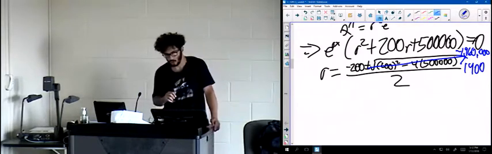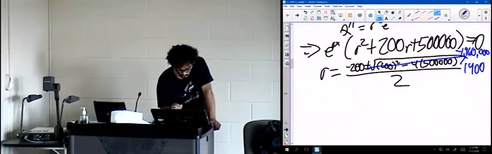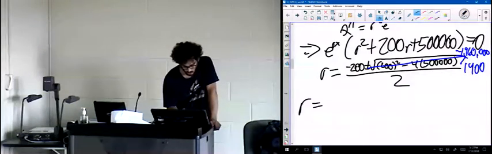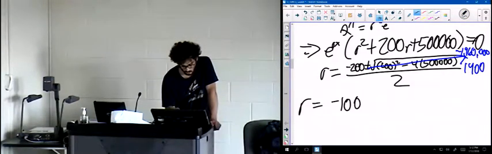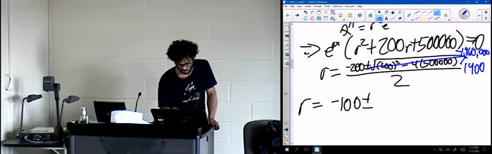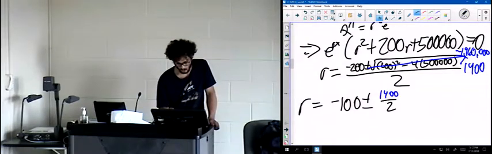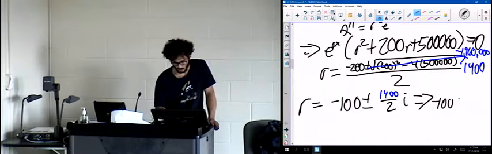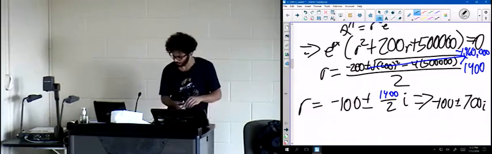So, if that's the case, r equals negative 100 plus or minus we have this 1,400 over 2i. Or in other words, 700i. Okay?